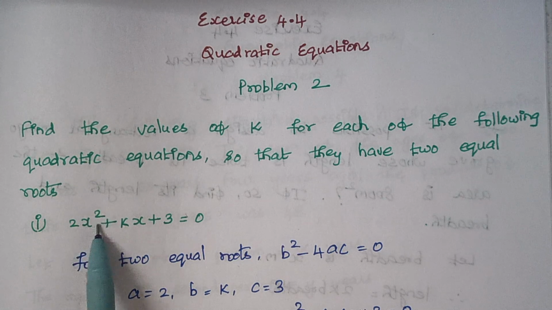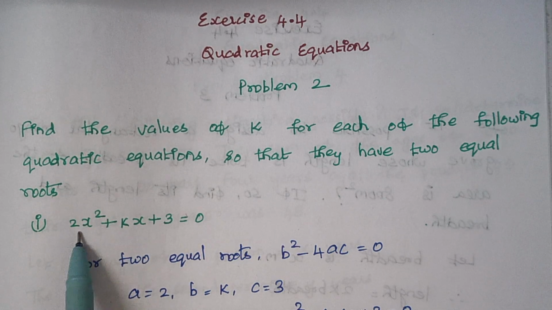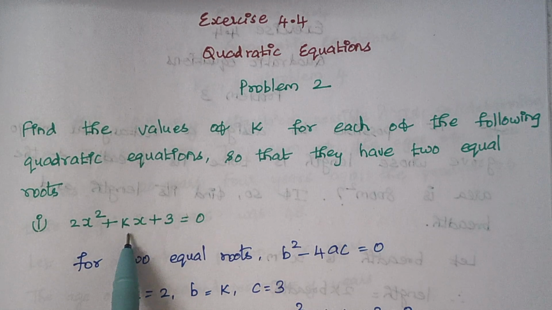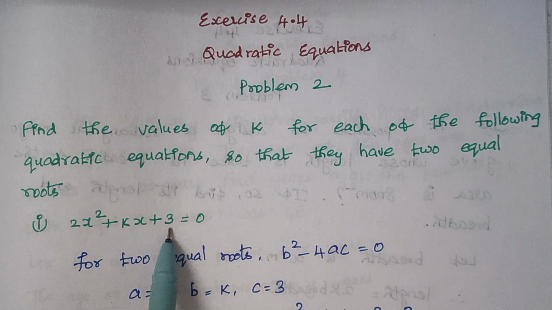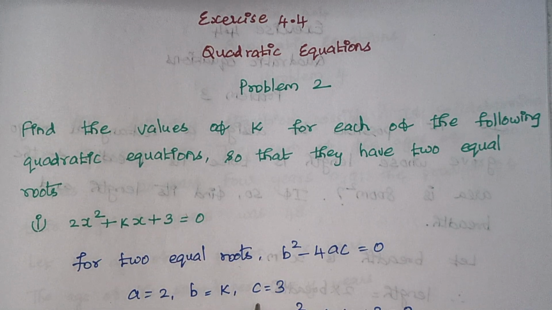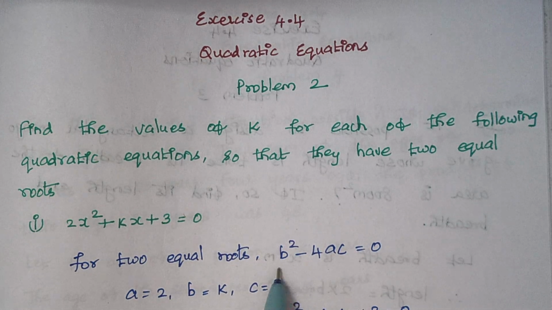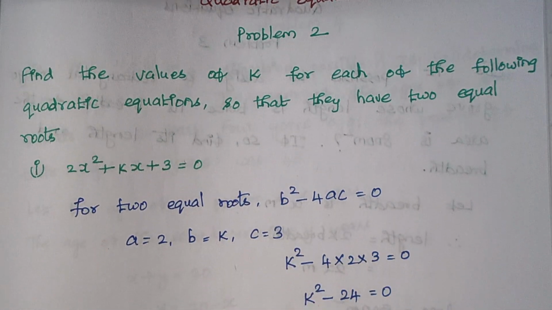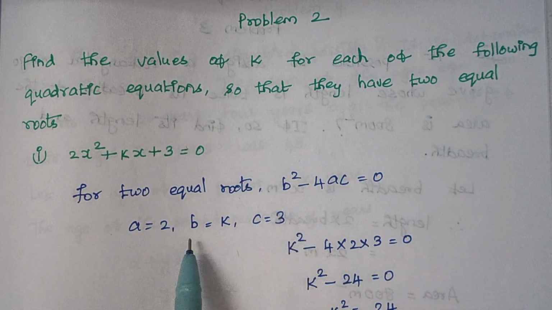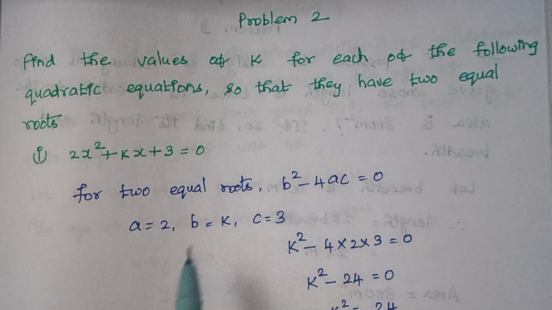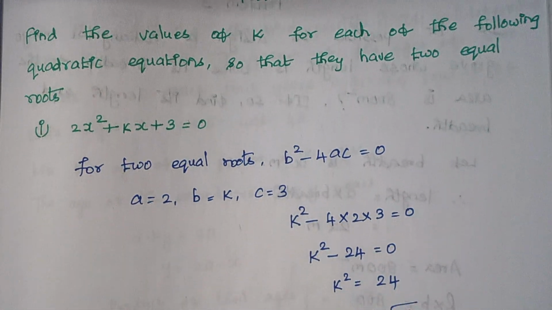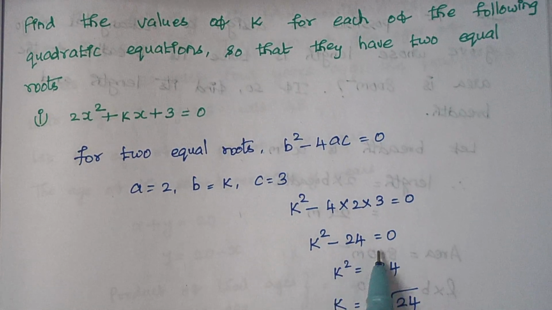A is nothing but the coefficient of x square. Therefore, the value of a is 2, and the coefficient of x is k, so b is equal to k, and the final constant value is c, which is 3. Now, when you substitute these values in b square minus 4ac is equal to 0, in the place of b I have k, in the place of a I have 2 and in the place of c I have 3. So finally, we have k square minus 24 is equal to 0.